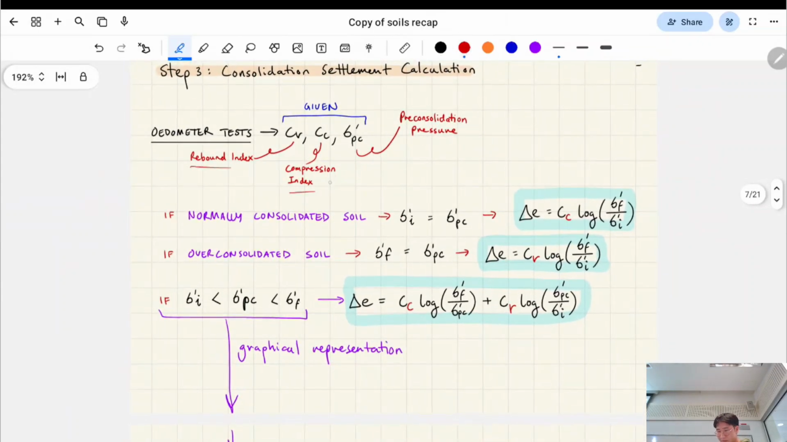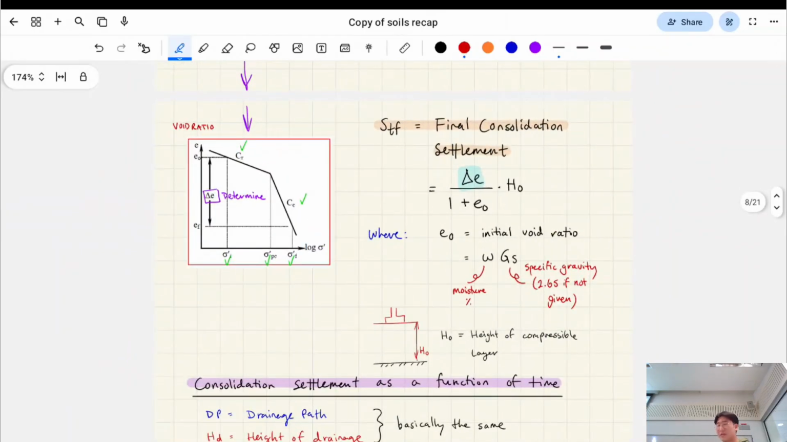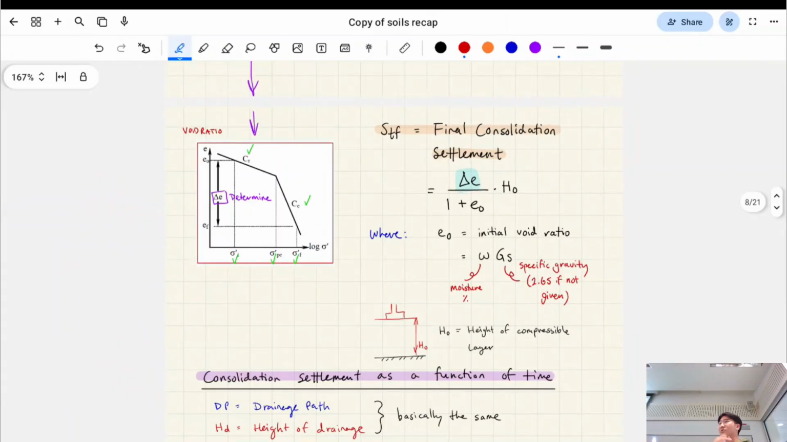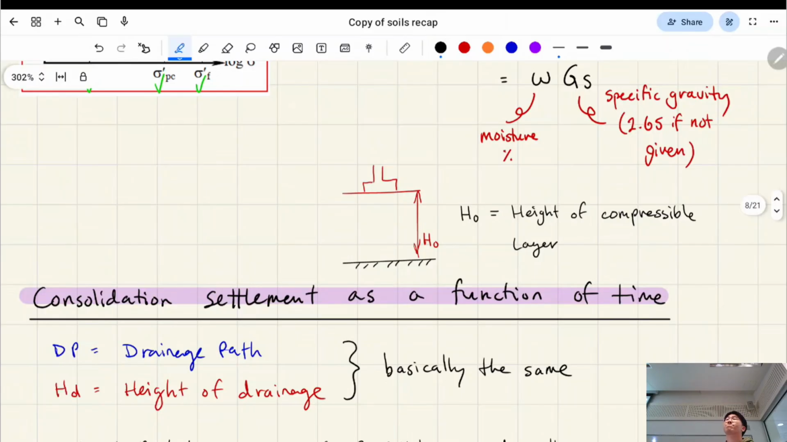The rebound index, compressive index, this will make more sense when we do the question. There's a formula for total settlement. Total settlement is basically how much the soil layer, say that's the compressible layer, will squish over time due to loading. Are CR, CC, and sigma PC dash always given? Sometimes you have to calculate them. You'll see in the question. I think you have to calculate the rebound index, but the compressive index is given in the question.